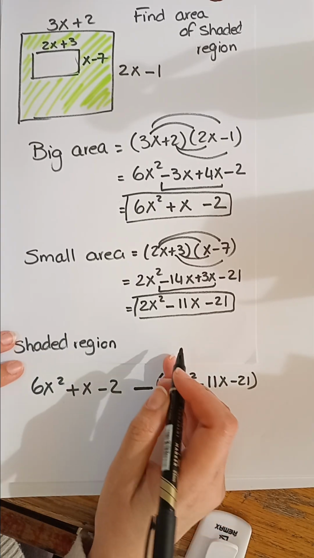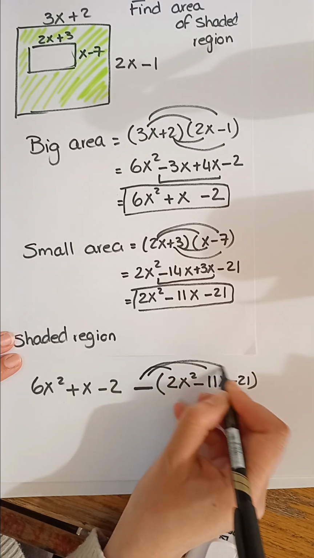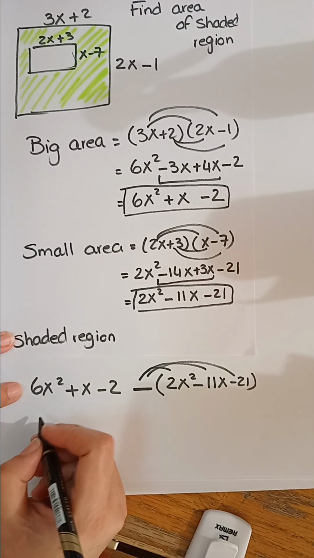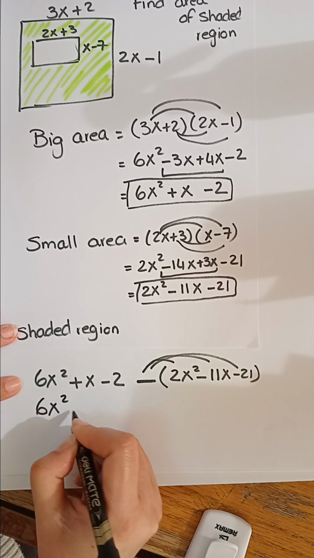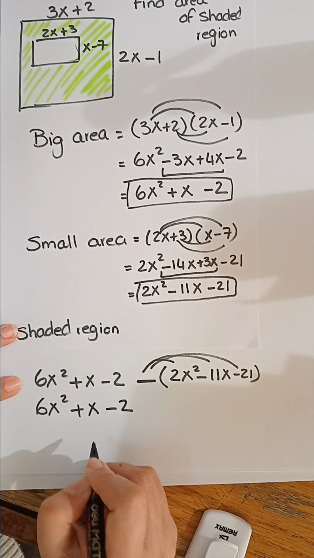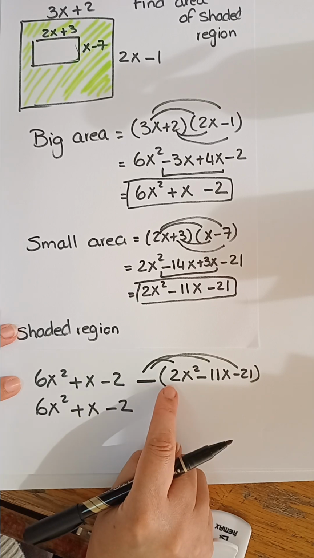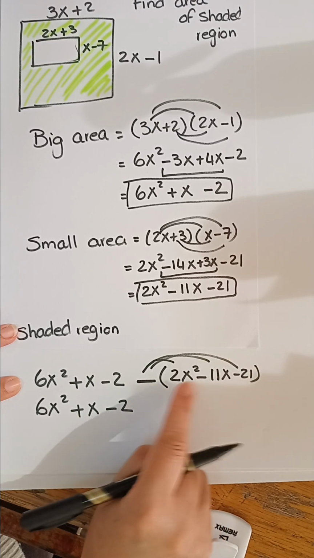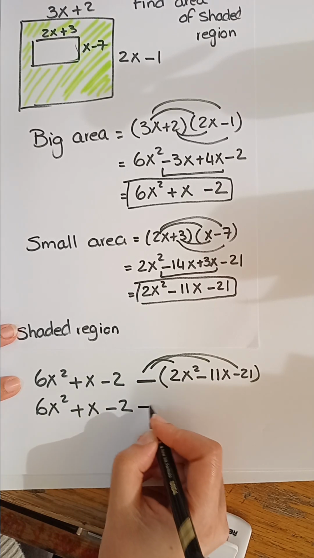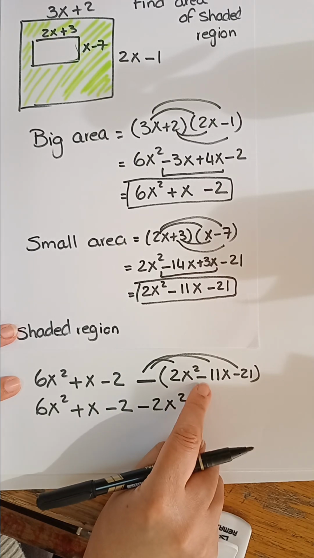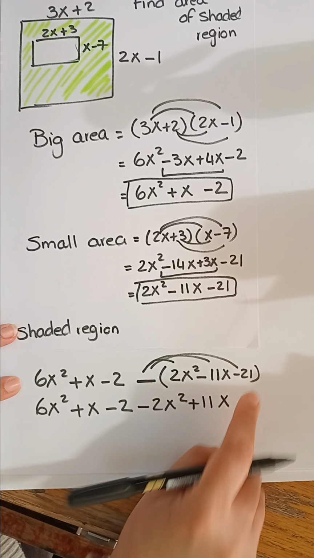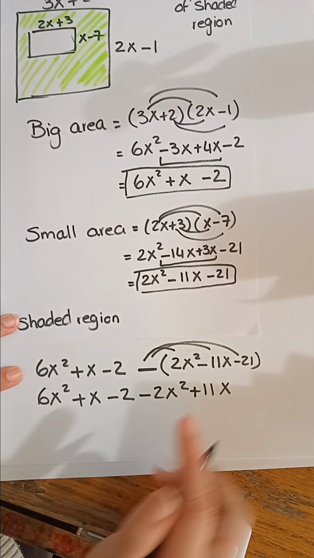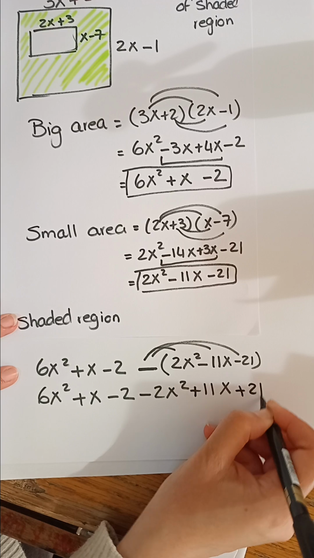So the negative sign would be distributed among each term inside the bracket. The first part, I'm going to drop it as it is. It's going to be 6x squared plus x minus 2. And then the negative sign only flips the sign for each term inside. So 2x squared is going to be negative 2x squared. Negative 11x multiplied by negative is going to be positive 11x. And negative 21 multiplied by negative is going to be positive 21.